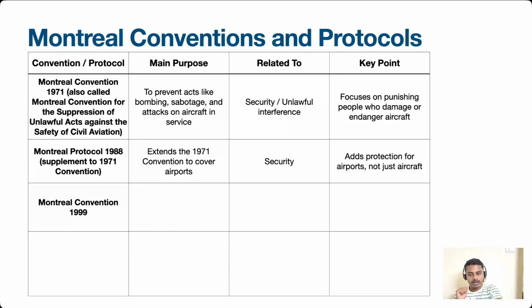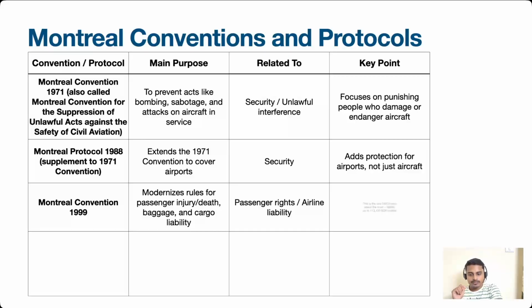Montreal Convention of 1999, which modernizes the rules for passenger injury or death, or baggage and cargo liability. Basically it talks about the liability. And this is very important because there are several questions based on this topic, mostly on the liability limit, which is the 1,13,100 SDR, standard drawing rights.